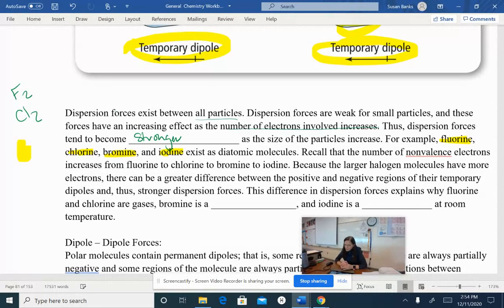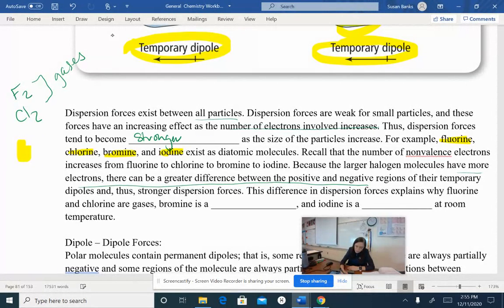Recall the number of nonvalence electrons increases from fluorine to chlorine to bromine. We're just adding on another layer of electrons each time we go down. Because the larger halogen molecules have more electrons, there can be a greater difference in the positive and negative regions of those temporary dipoles, thus stronger dispersion forces. This difference explains why fluorine and chlorine are gases at room temperature.